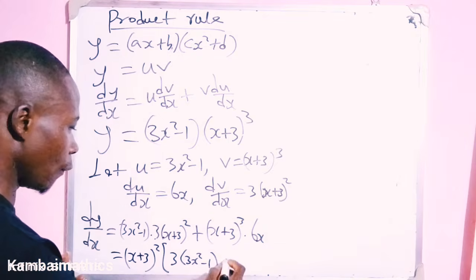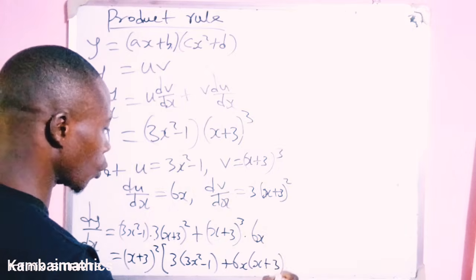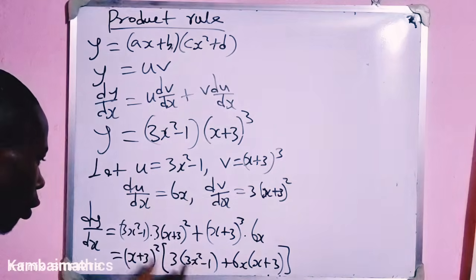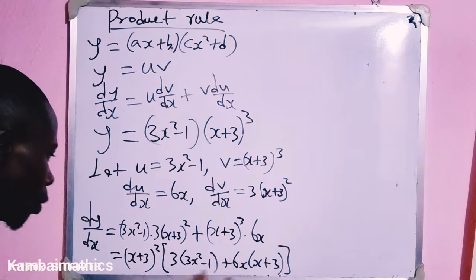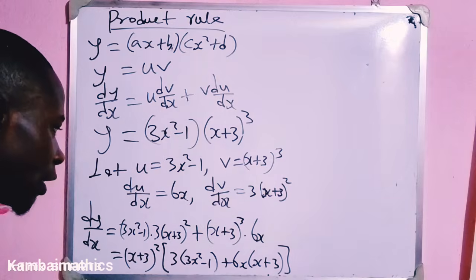we are left with plus 6x in bracket x plus 3 close the bracket, so that by the time you multiply this with this, you will have this. You multiply this with this, you will have this. So that's the reason why we factor it, to make the simplification simple.